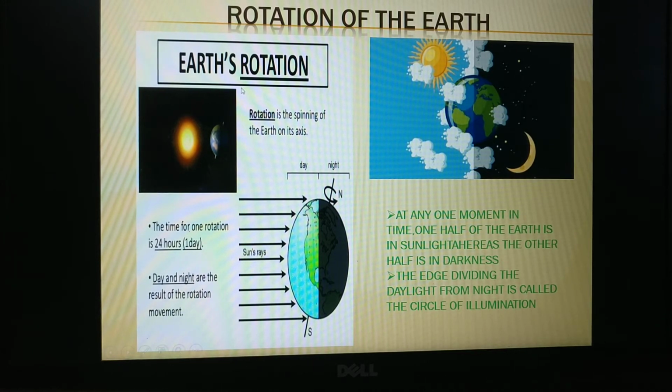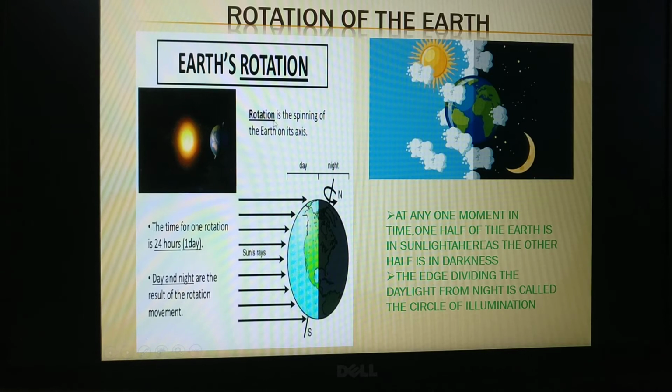Earth's rotation. Rotation is the spinning of the Earth on its axis. The time for one rotation is 24 hours. That is one day. Day and night are the result of the rotation.